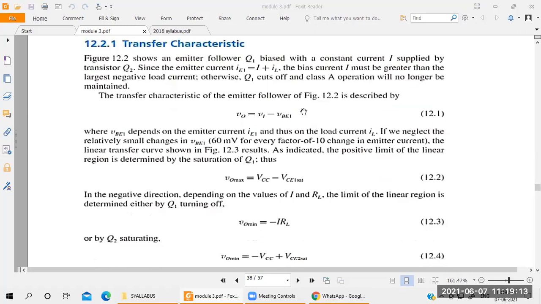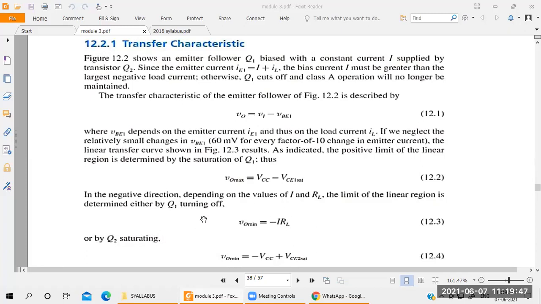Next, this is for the positive cycle, so in this equation you take V0 as V0 maximum. This is for the positive cycle of the output. Next, for the negative cycle of the output, Q1 becomes off. When Q1 is off, Q2 becomes saturated. So you have to maintain Q1 in cutoff and Q2 in saturation for the negative cycle.